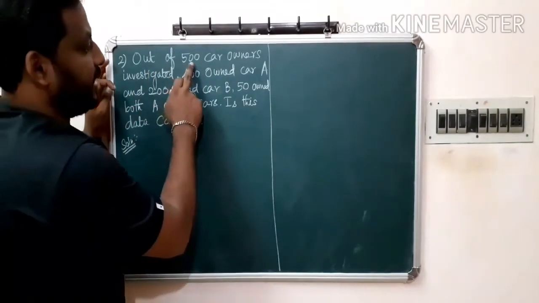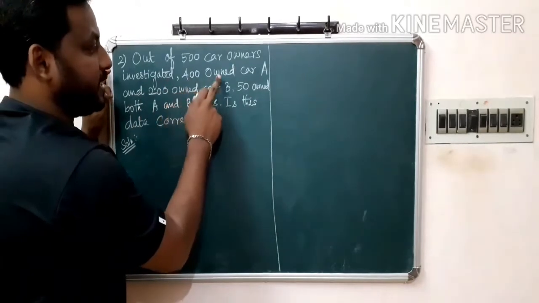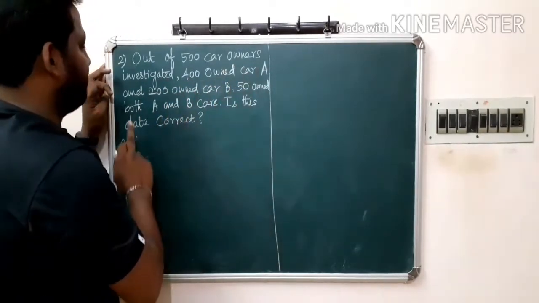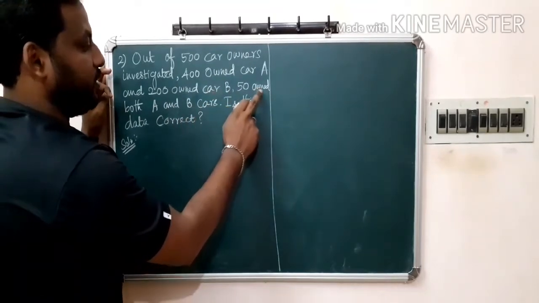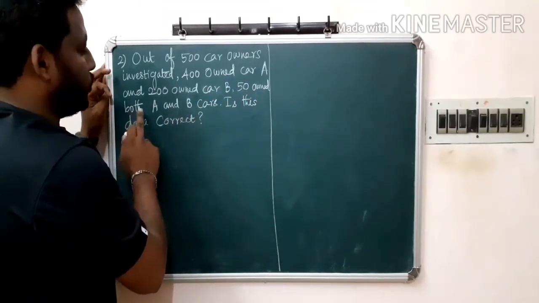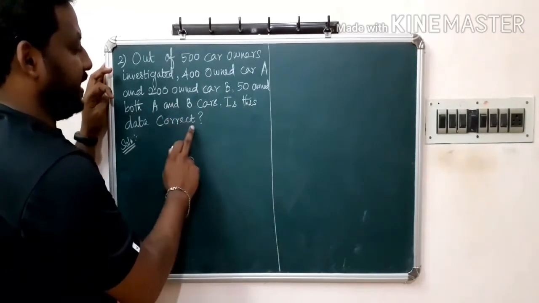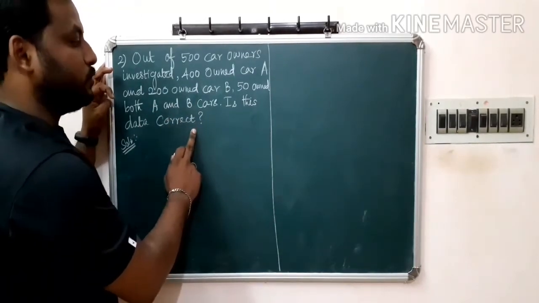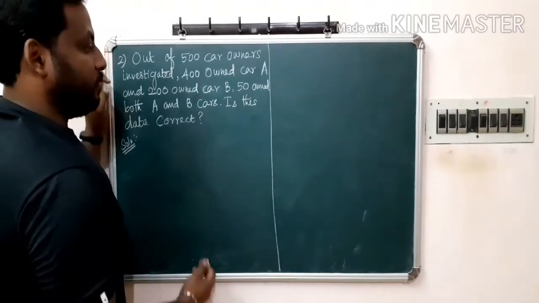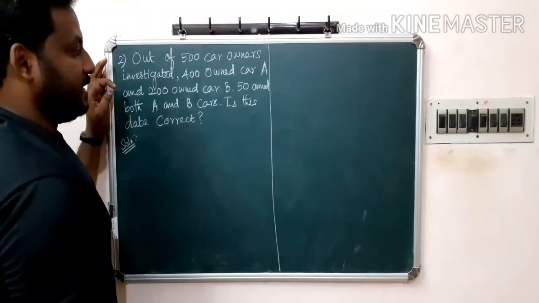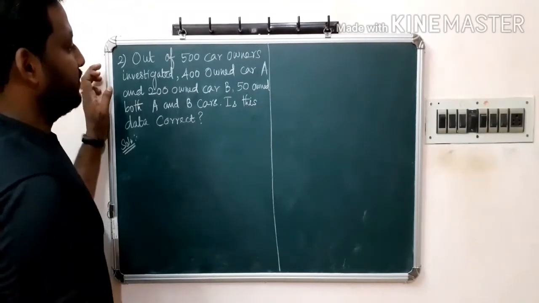Out of 500 car owners investigated, 400 own car A and 200 own car B. 50 own both A and B cars. Is this data correct? So we have to check whether the data is correct. If the data is correct, we have to write data is correct. If the data is wrong, we have to write the given data is wrong.